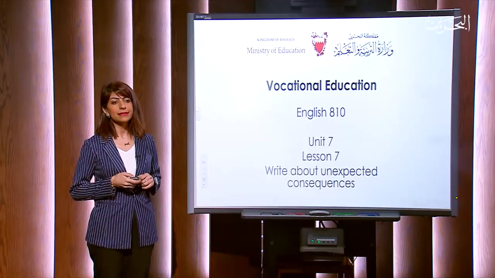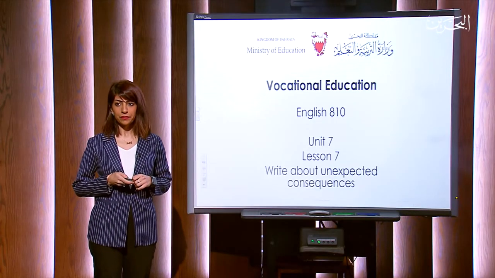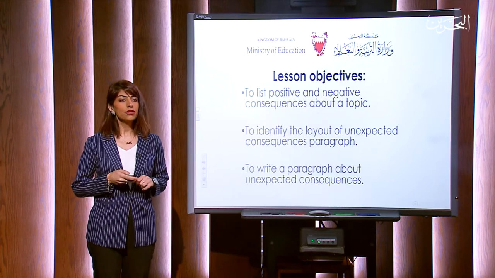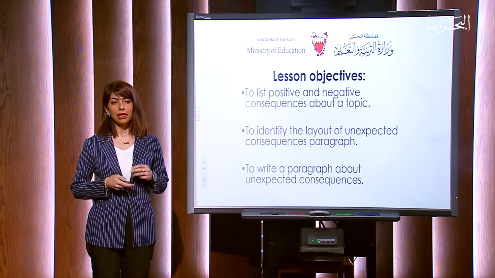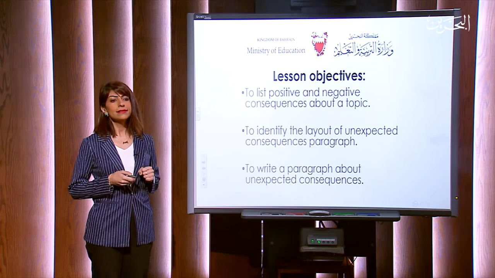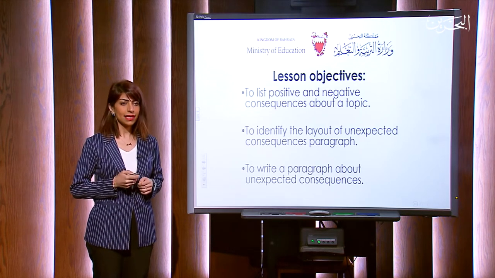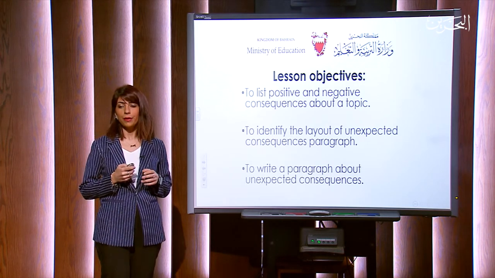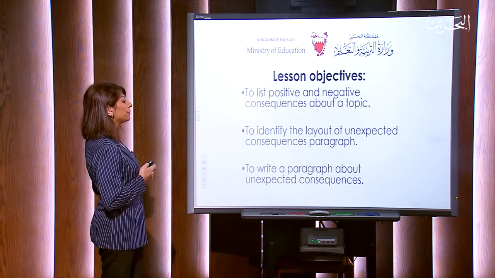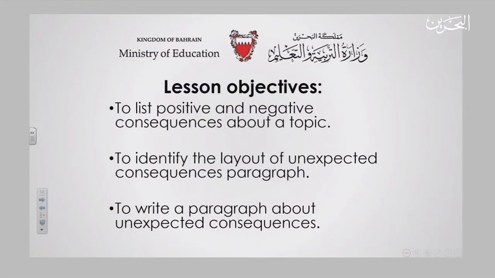We're going on with Unit 7, Lesson 7, which is writing about unexpected consequences. By the end of this lesson, we're going to achieve three main objectives. The first one is to list positive and negative consequences about a topic. Number two, we will identify the layout of an unexpected consequences paragraph. And the last objective is we're going to write a paragraph about unexpected consequences.